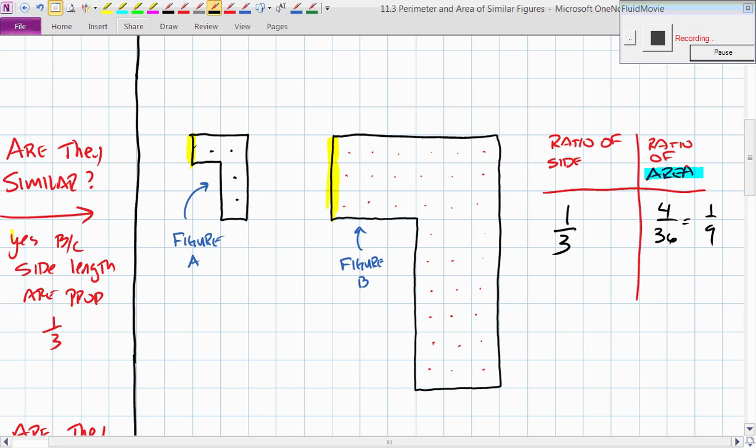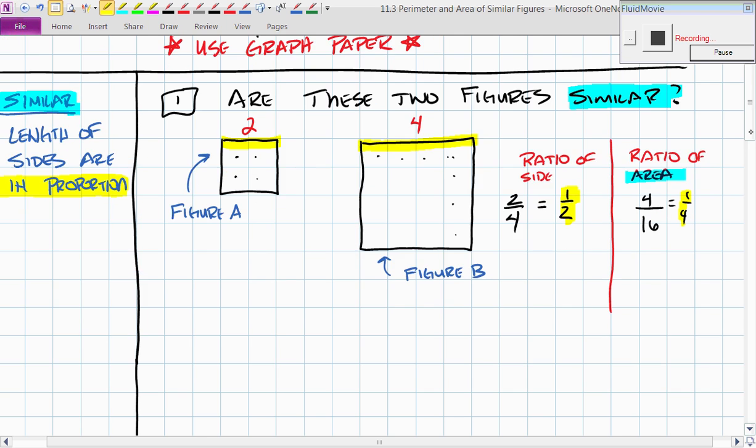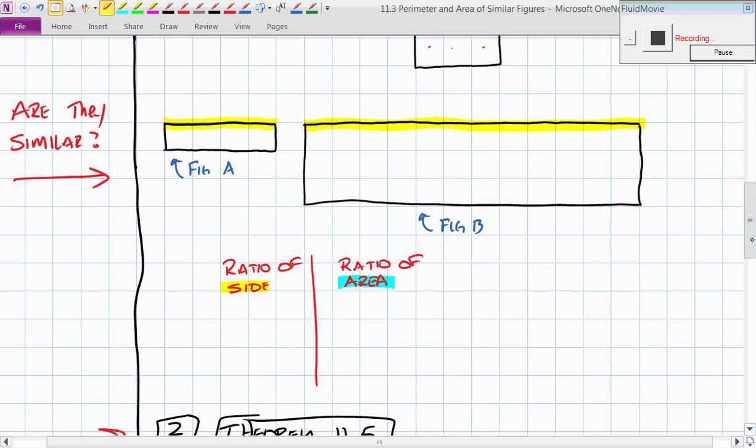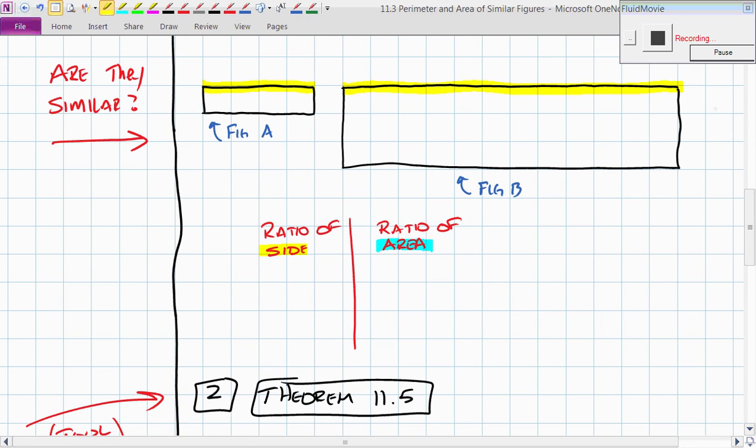1 to 9. So again, I'm going to highlight the ratio of the sides to the ratio of the areas. Just like we did in the last one, we had 1/2 to 1/4. Now we have 1/3 to 1/9, and we have one more to go. I got figure A, figure B. Last drawing figures. Please make this.